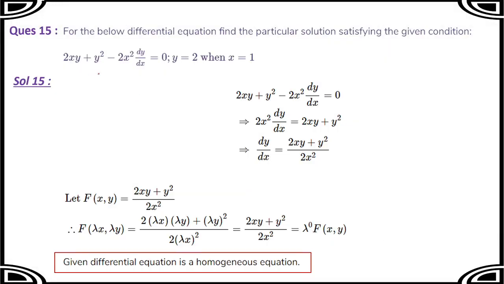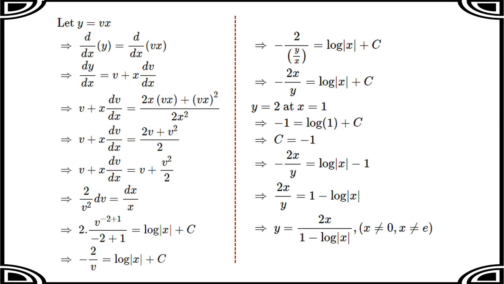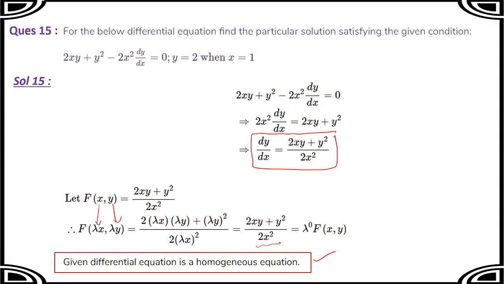Question number 15. Here first of all, again we will arrange it in this format, dy by dx is equal to something. Then we will do the testing, x with lambda x, y with lambda y. Here lambda square overall common and cancels, and this is the original function. So yes, this is a homogeneous equation. And then y equal to vx. Same way, dy by dx equal to v plus x dv by dx. Input these values in this equation.